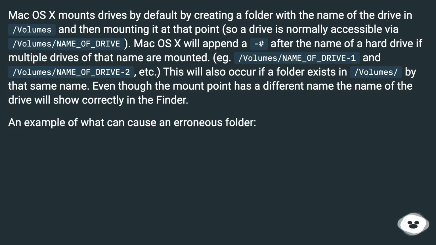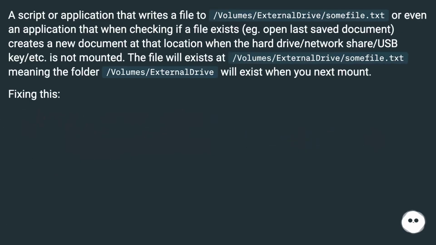An example of what can cause an erroneous folder: a script or application that writes a file to /Volumes/external drive/somefile.txt, or even an application that, when checking if a file exists, e.g. open last saved document, creates a new document at that location when the hard drive, network share, USB key, etc. is not mounted. The file will exist at /Volumes/external drive/somefile.txt, meaning the folder /Volumes/external drive will exist when you next mount.